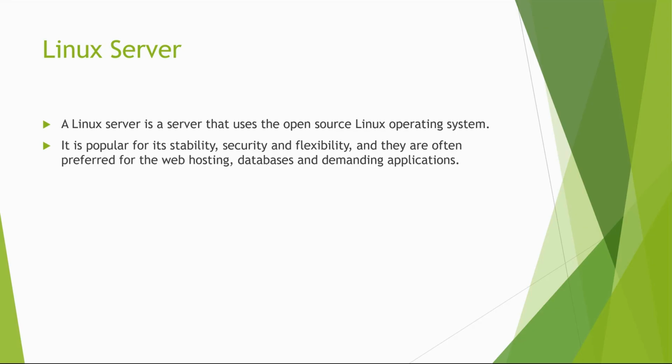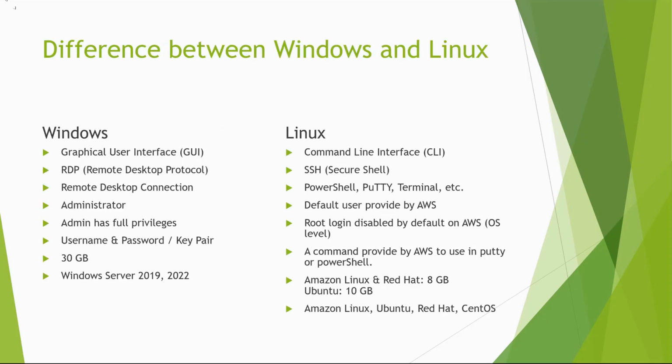Today we are going to see the major key differences between Windows and Linux servers. Windows has a GUI, a graphical user interface, but Linux uses a command line interface. Nowadays there is also a GUI, but the server machine is used through the CLI. We use the RDP protocol in the security group for Windows, but here we are using Secure Shell, SSH. Remote Desktop Connection is the tool for connecting to a Windows instance, but here we are using tools like PowerShell, Putty, and Terminal.